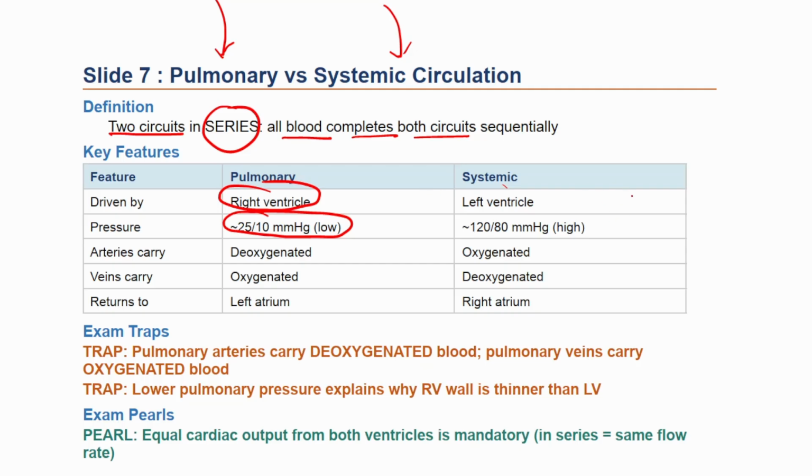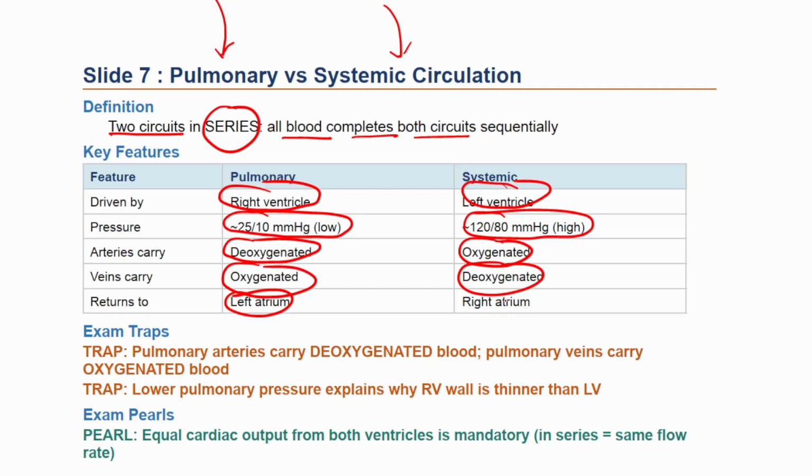Conversely, the systemic circulation is driven by the powerful left ventricle and demands a high homeostatic pressure of approximately 120 by 80 mm of mercury. Within the pulmonary circuit, the arteries carry deoxygenated blood to the respiratory organs, while the veins carry oxygenated blood back to its destination in the left atrium. And within the systemic circuit, the arteries carry oxygenated blood out to tissue beds like the kidneys and liver, while the veins carry deoxygenated blood back to its destination in the right atrium.